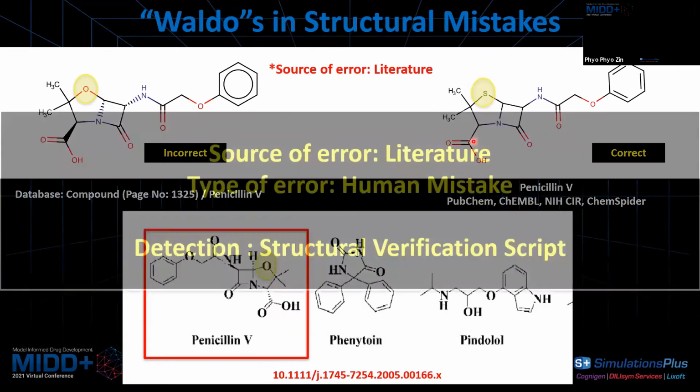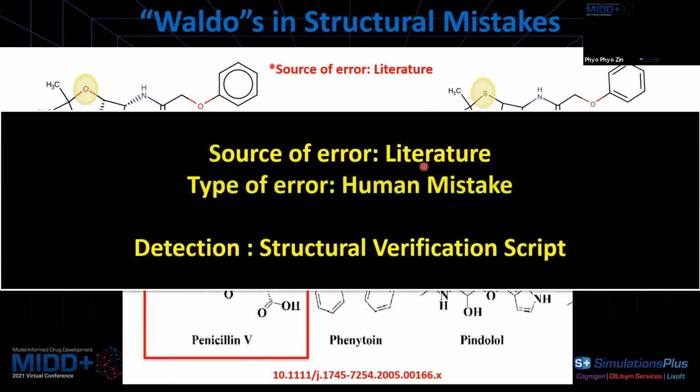So in this case, the mistake is coming from the literature, and we were able to verify it because we were using a structural verification script developed internally to check structures where the names are being reported.